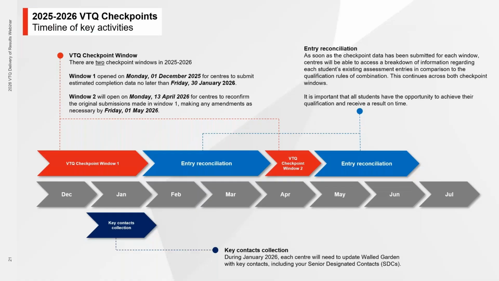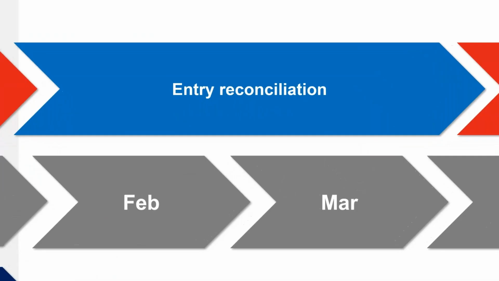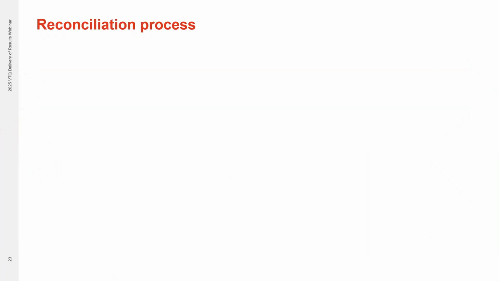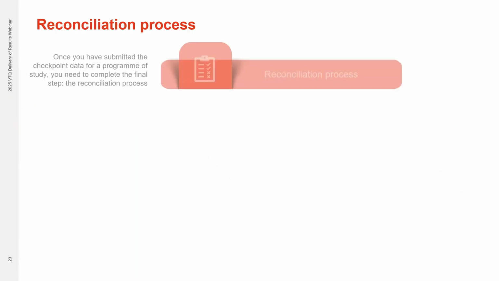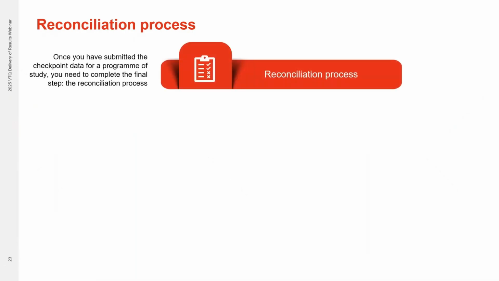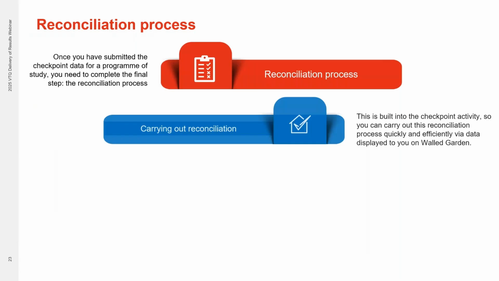Okay, so moving on then to the next stage of our timeline, the entry reconciliation process. We've already spoken a little bit about this, but I'm just going to talk about it in a little bit more depth now. Once you've submitted the checkpoint data for a programme of study, you need to complete the final step, the reconciliation process. This is built into the checkpoint activity, so you can carry out this reconciliation process quickly and efficiently via data displayed to you on Walled Garden.